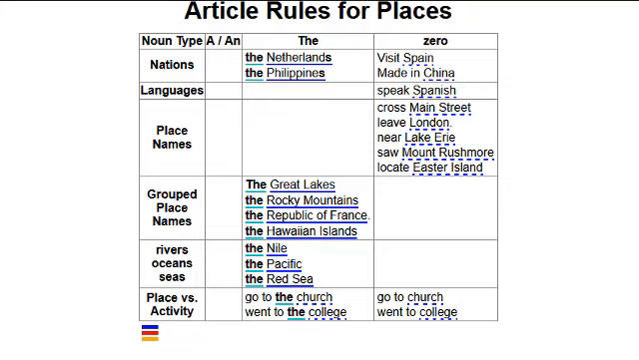We also use the to refer to the names of rivers, oceans, and seas, such as the Nile, the Pacific, and the Red Sea. There are a few singular common nouns whose meaning will change without an article. Go to a church or go to the church doesn't mean the same thing as go to church. Saying I went to the college means you visited the campus. Saying I went to college means you attended classes.